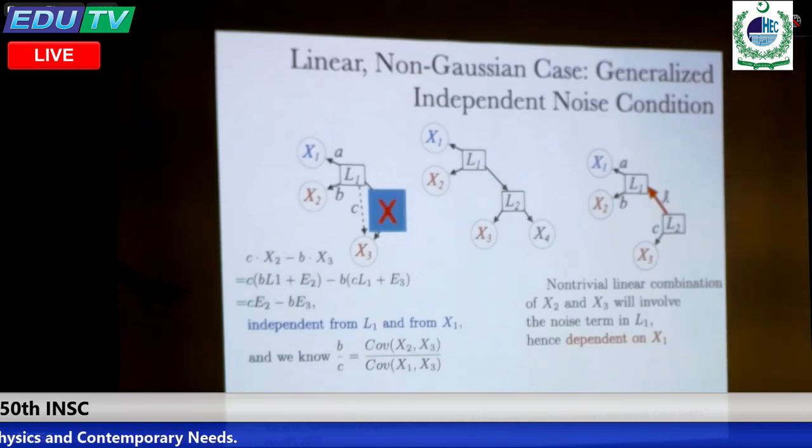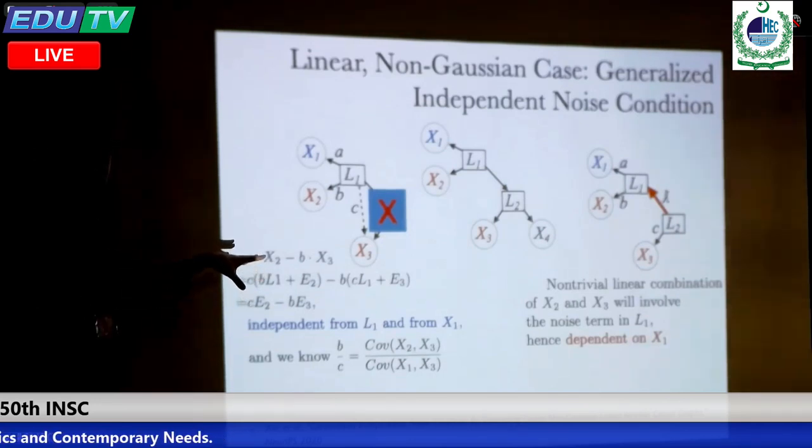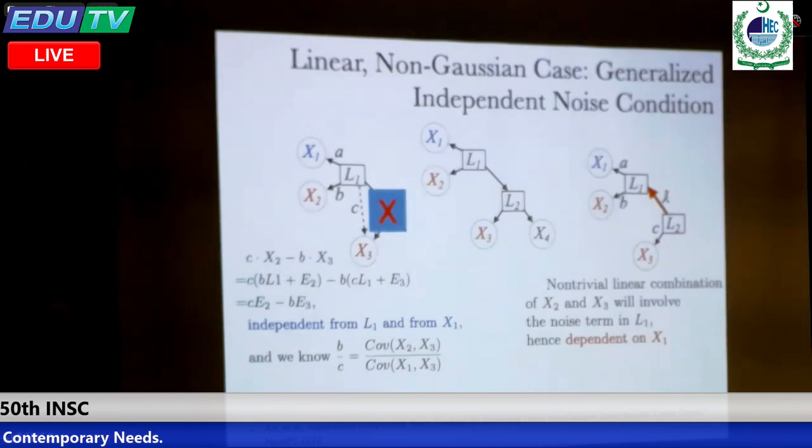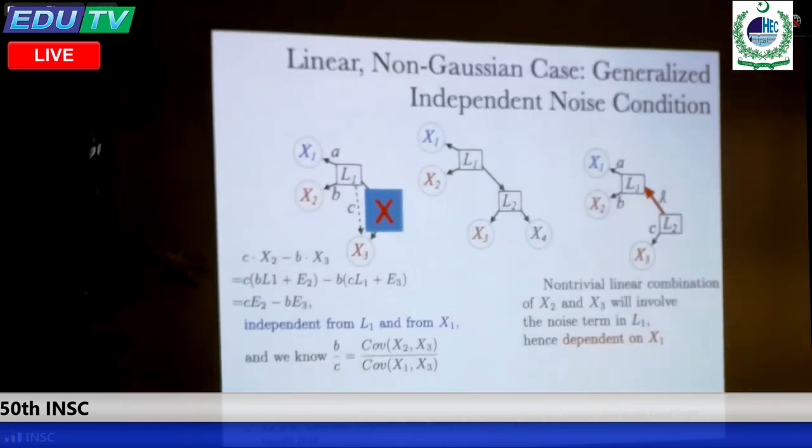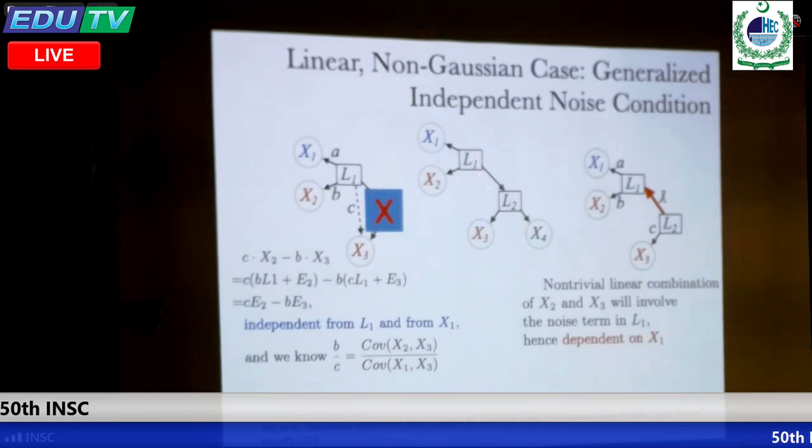This is because of a very famous theorem called the Darmois-Skitovich theorem. That theorem is one of the beautiful theorems in mathematical statistics. Basically it says that if two variables receive the contribution from the same non-Gaussian variable, then they can never be independent. Okay, that's it. So we can find the asymmetry. Now we can determine the direction between hidden variables.